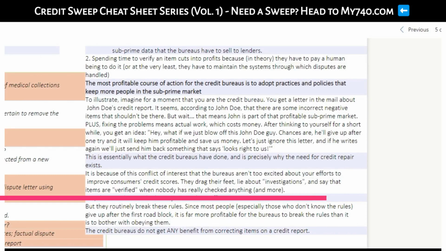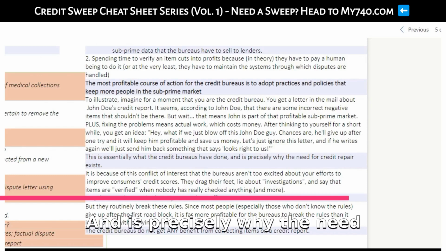After thinking to yourself for a short while, you get an idea. Hey, what if we just blow off this John Doe guy? Chances are he'll give up after one try or two, and it'll keep him profitable and save us money. Let's just ignore this letter, and if he writes again, we'll just send him back something that says, looks right to us. This is essentially what the credit bureaus have done, and is precisely why the need for credit repair exists.